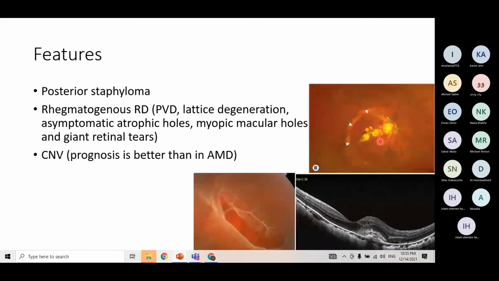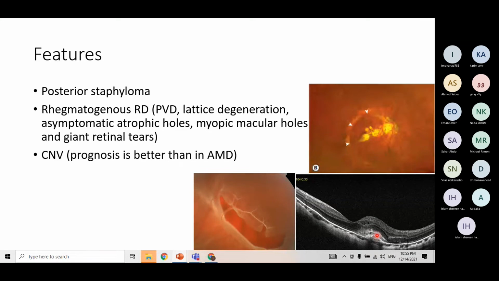The patients may have a posterior staphyloma. So here there is dipping of the posterior sclera and the retina because of the staphyloma. Patients are more prone to have rhegmatogenous retinal detachment or myopic choroidal neovascular membranes.